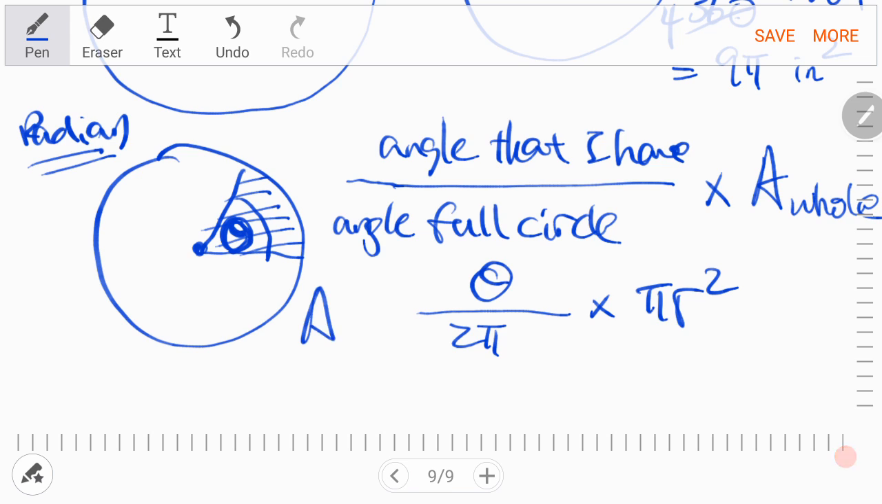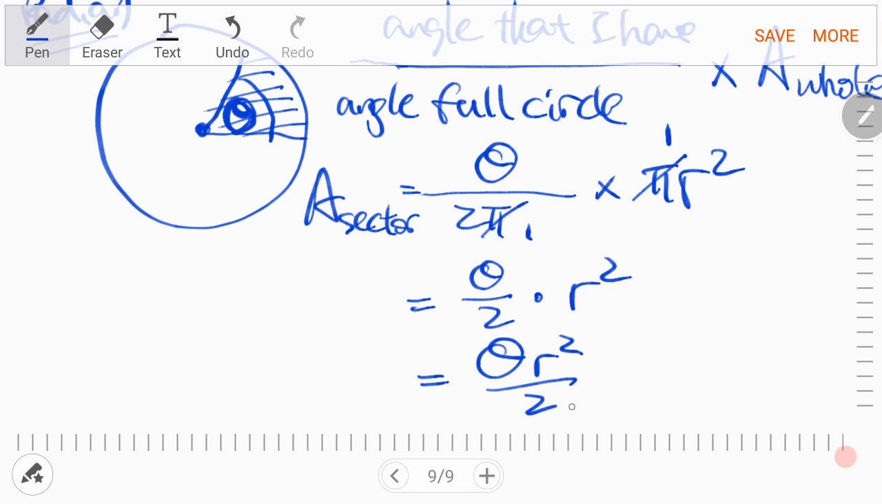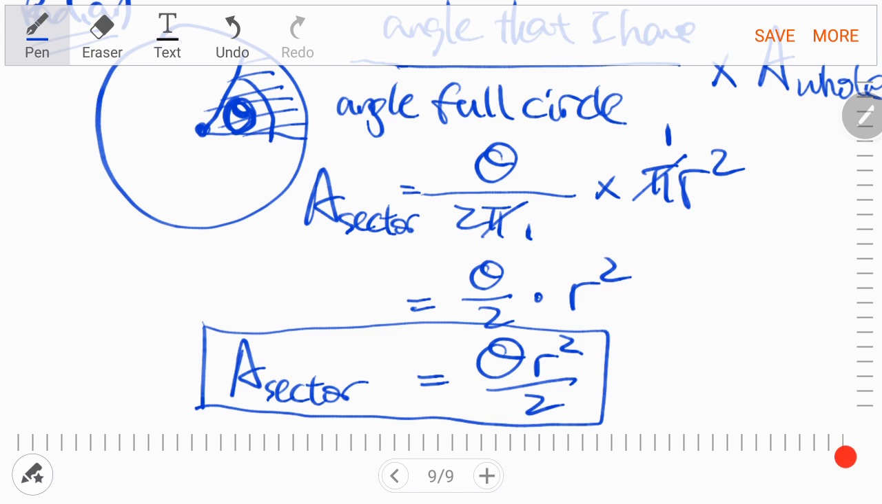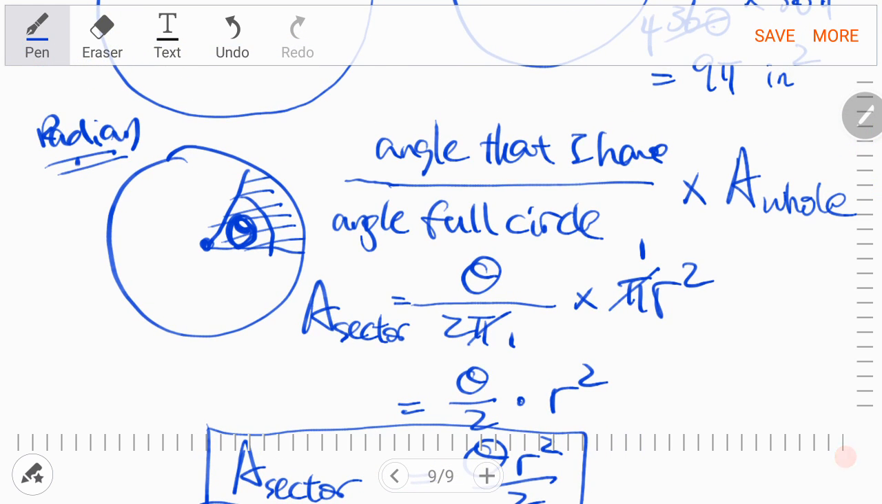So this is going to give me the area of a sector, the area where I have this theta as the angle. And you can see that, interestingly, a bunch of stuff can be cancelled out. The pi goes away. I will have theta over 2 times the r squared. You can bring the r to the numerator, so I have theta r squared over 2. This is the standard formula to find the area of a sector if the angle theta is measured in radians. Okay.